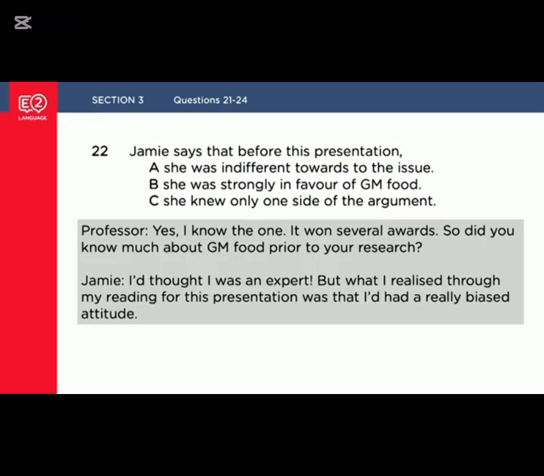The professor says, did you know much about GM food prior to your research? Jamie, I thought I was an expert, but what I realised through my reading for this presentation was that I'd had a really biased attitude, a biased attitude. Do you know this word? It means one-sided. So the answer cannot be A. She was indifferent. She was not indifferent. She was very strongly one-sided. So we can remove A here.